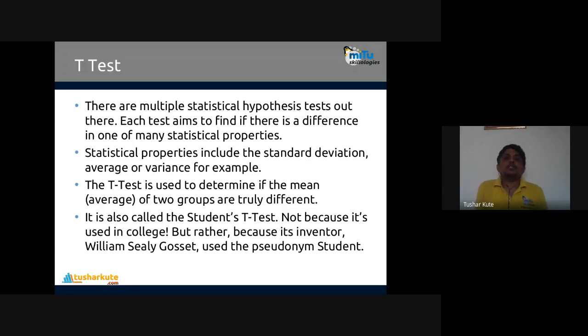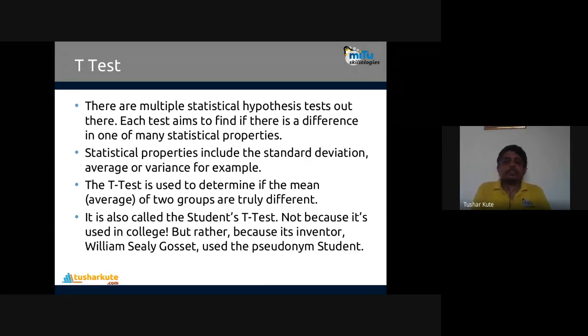There are multiple statistical hypothesis tests out there, but each test aims to find whether there is a difference in one of the many statistical properties that we have seen. Their comparison, their difference, and their interpretation will show whether the hypothesis that you put forward is correct or up to the mark. Statistical properties like standard deviation, average or variance are checked here using the test.